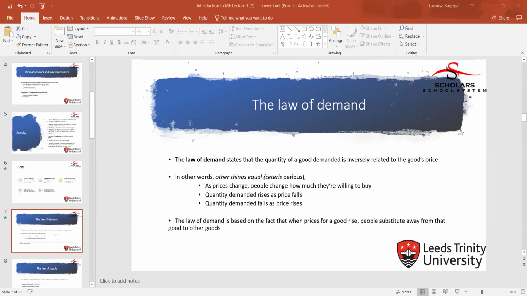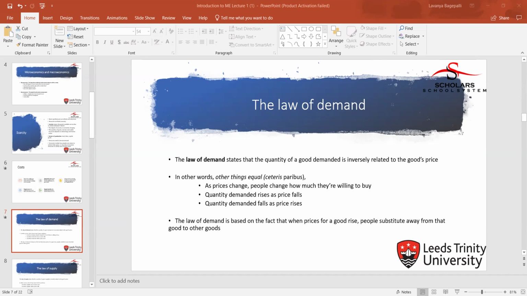If you look at the graph of the law of demand, it has a downward sloping demand curve. Why is it called a downward sloping demand curve? Because when the price of something goes down, people tend to buy more of it, right? So as the price of a good or service decreases, the quantity demanded of that good or service increases. So that's why the law of demand has a downward sloping demand curve.